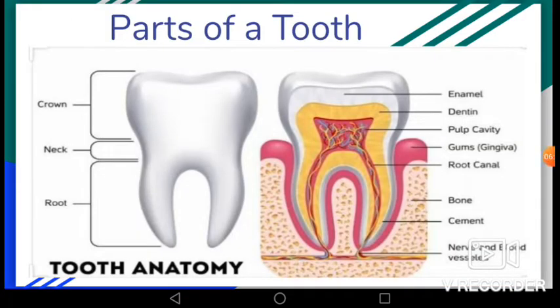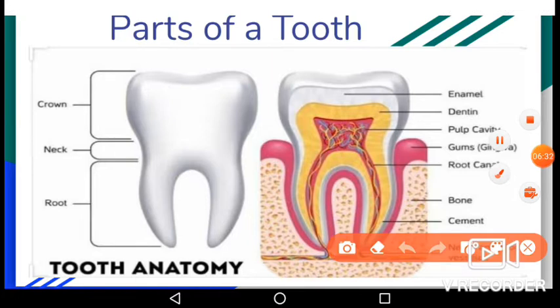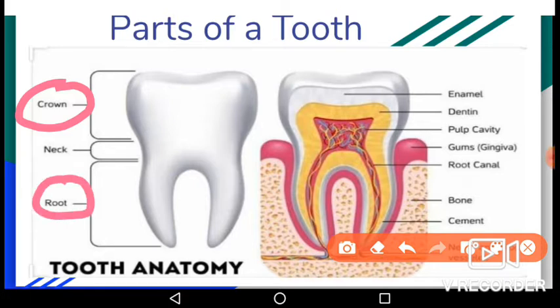Our tooth is not made of bone like the rest of the skeleton, but has its own unique structure. A tooth has a crown and a root. The crown is the part we see, whereas the root is the part inside the gums. Gums hold the teeth in their places.